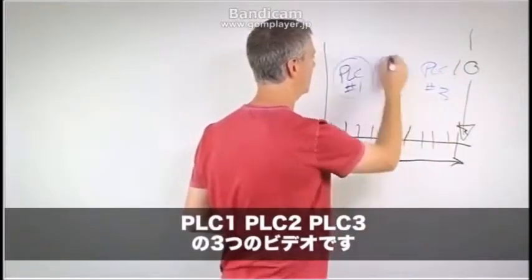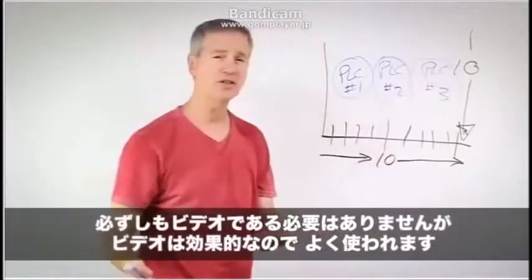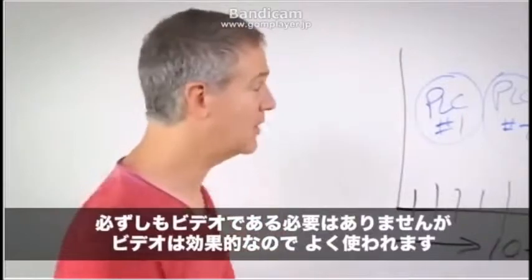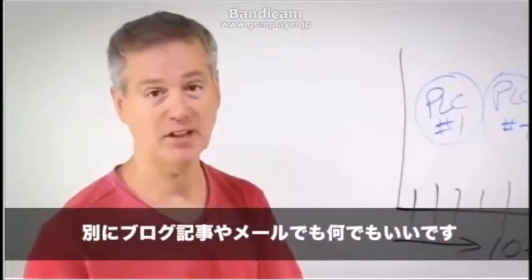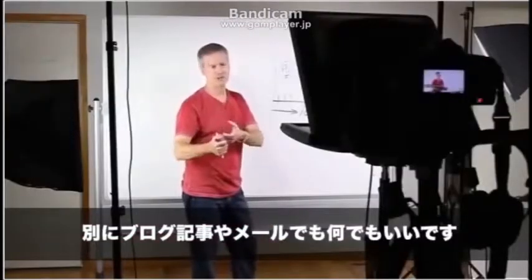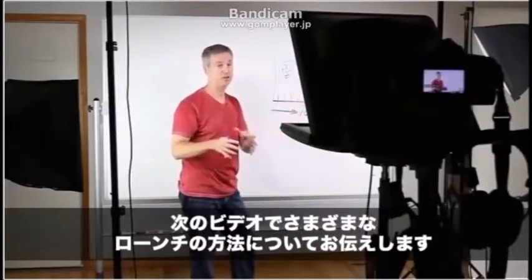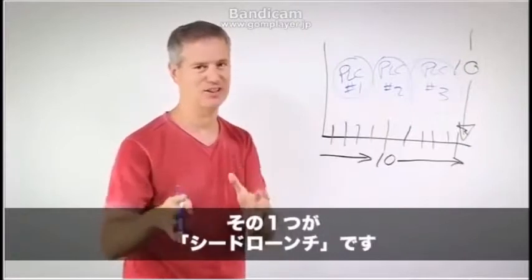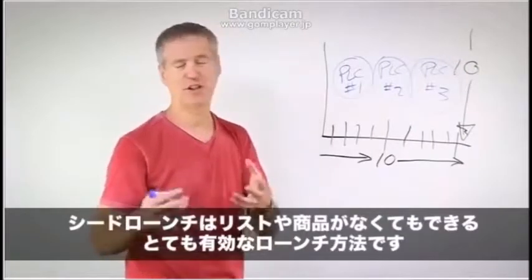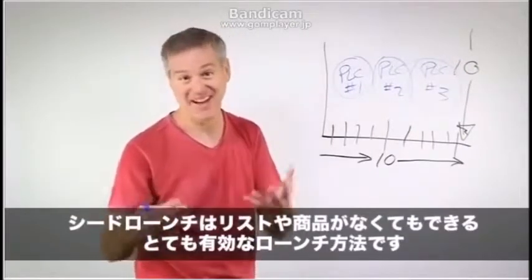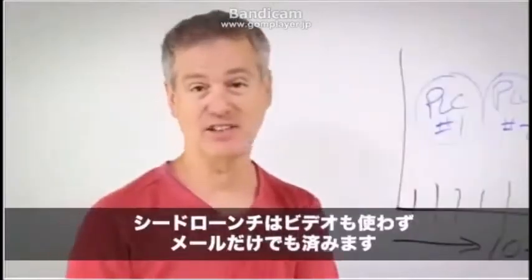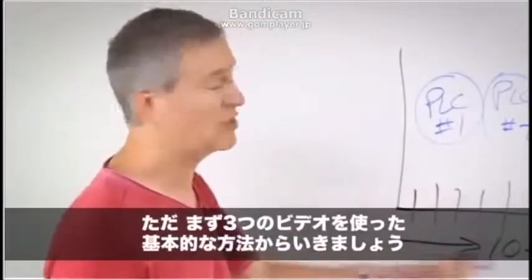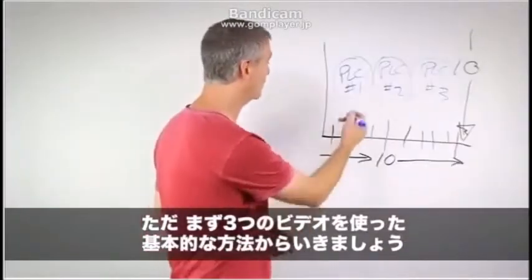So we've got a video here. They don't have to be videos. These days we tend to use videos because they're just so effective. But these could actually be blog posts, they could be emails. And in the next video, I'm going to be teaching you some of the different styles of launches that we have, including the seed launch. Seed launch is awesome because it's how you can launch when you have no list and no product. It's pretty cool. And often in the seed launch, we're not using videos. We might just be using emails. But let's just go standard style, and it's 3 videos.